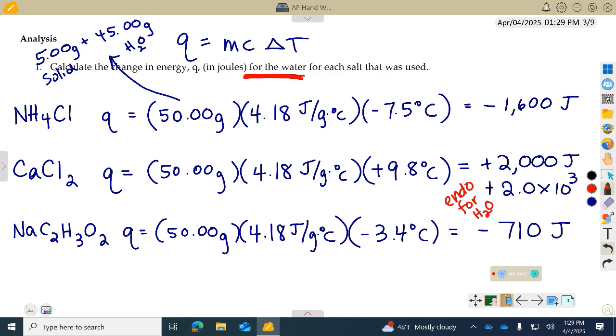If your Q is negative, it's exothermic for the water. So the ammonium chloride and the sodium acetate are exothermic for the water. So the water was releasing its energy, which must have meant then that the dissolving process for the ammonium chloride and the sodium acetate was endothermic. Dissolving ammonium chloride sucked energy from the surrounding water, so the water temperature went down. Well, why do we care?